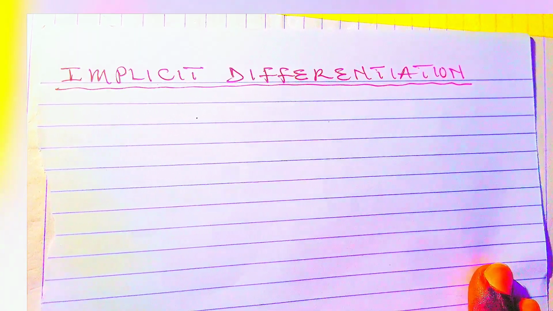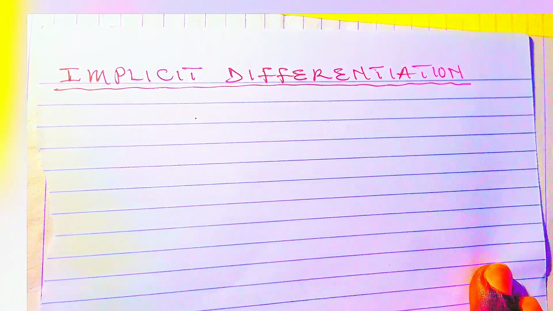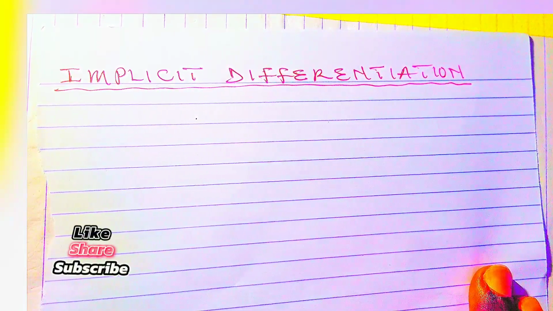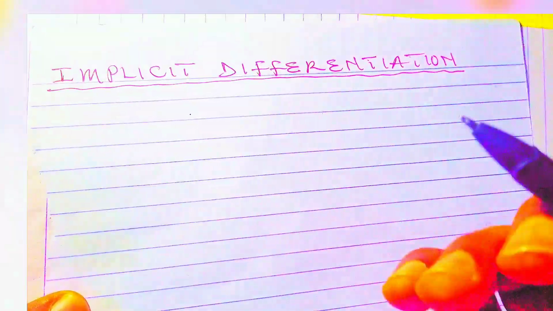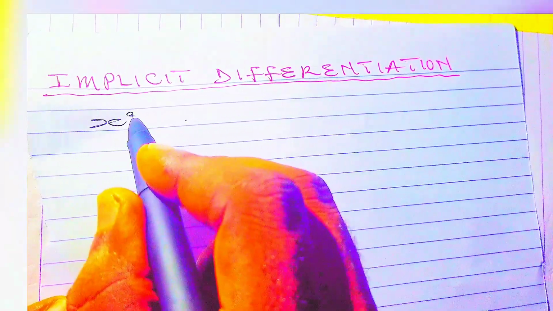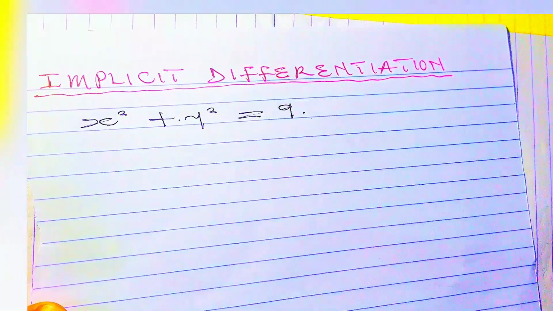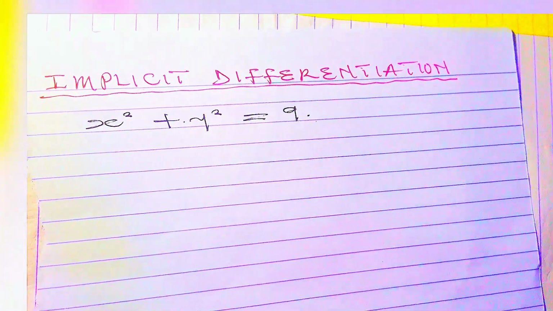When you are given an equation of f of x, which is in terms of y, that is an explicit kind of equation. But in this video, we shall be looking at techniques of implicit differentiation. For example, let's look at this problem: x squared plus y squared equal to 9. If you have this kind of question, we can only use implicit techniques to get it done.